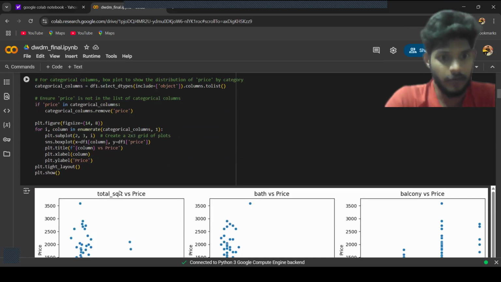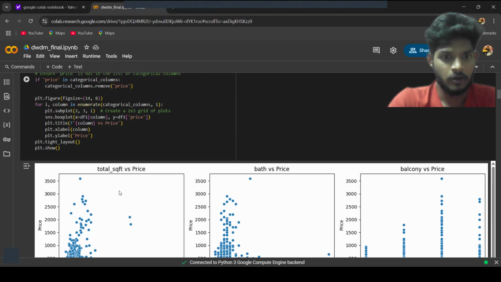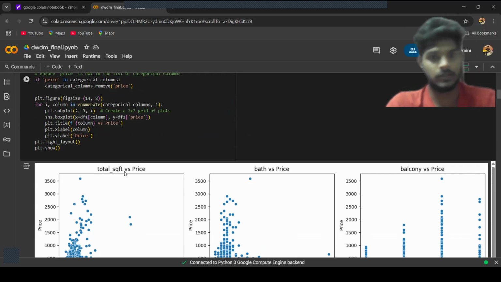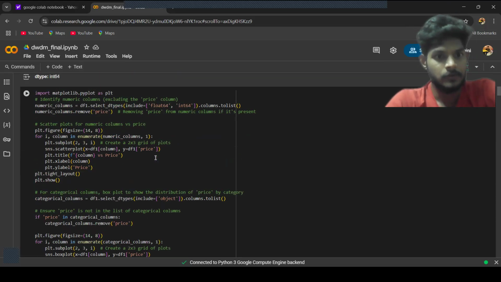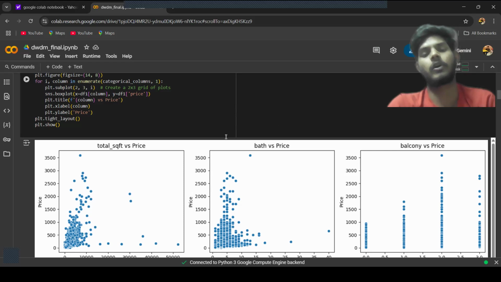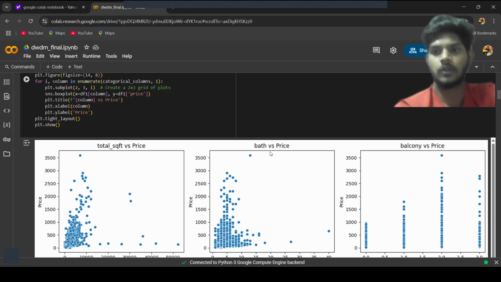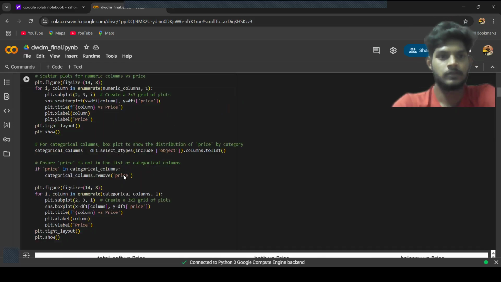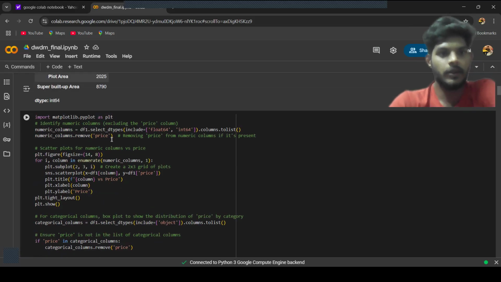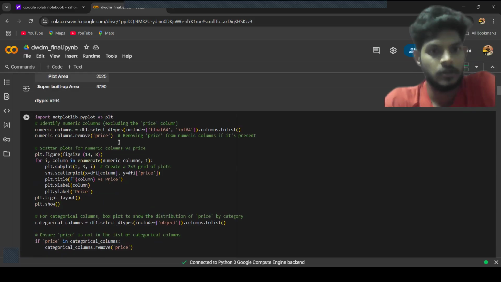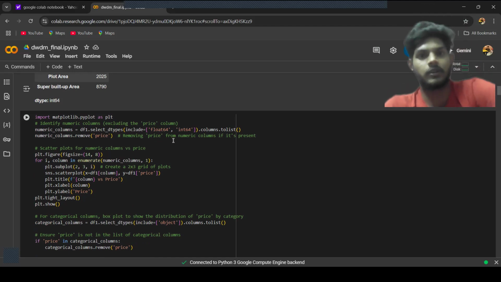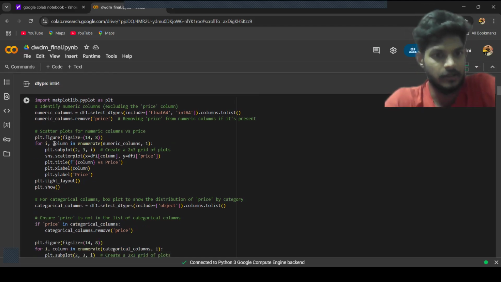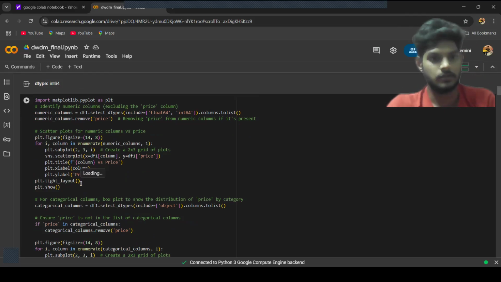Here we are plotting the graph for total square feet versus price. Here we are drawing scatter plots for bathroom versus price, balcony versus price, and BHK versus price. Here we are identifying the number of columns. Here we are removing the price per square foot numerical value if it is present. This is the code given for the numerical columns versus price scatter plot.